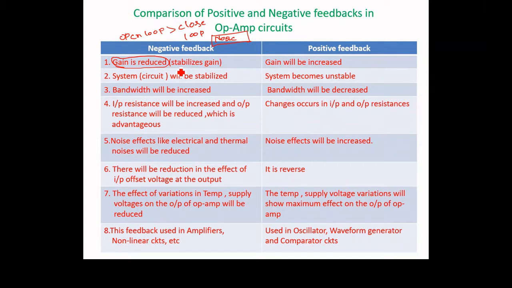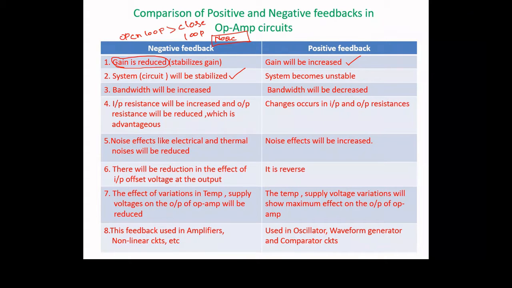As gain is reduced, it stabilizes the gain. The noise and interference will not get amplified. With the gain reduced, the system is more stable when compared to the open loop configuration, as well as positive feedback. Whereas in positive feedback, the gain will be increased. So negative feedback and positive feedback are completely opposite in nature.